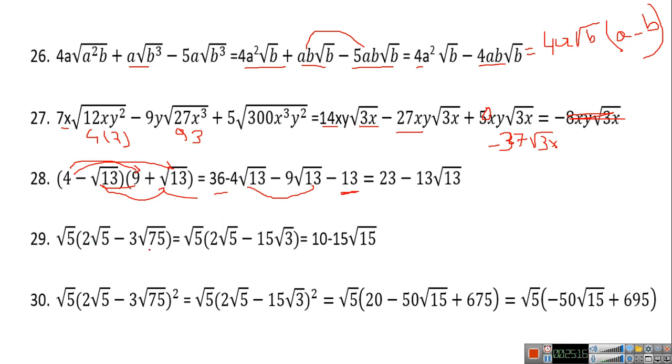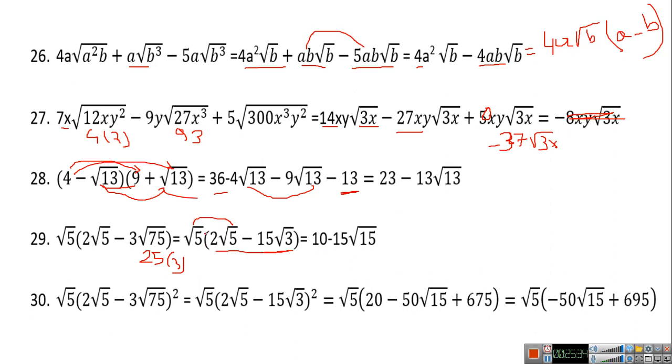Here, before you multiply, you know that 75 is 25 times the 3, or 5 squared times the 3. And the root of 25 is 5. 5 times 3 is 15 root 3. You can multiply. Root 5 times root 5 is 5. 5 times 2 is 10.